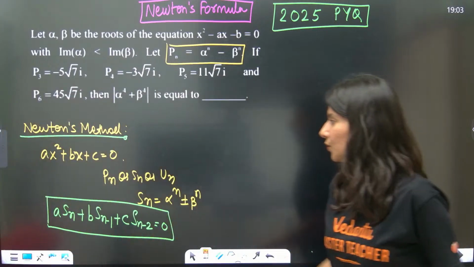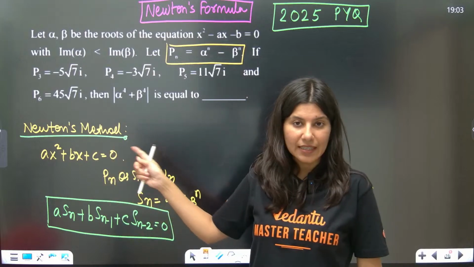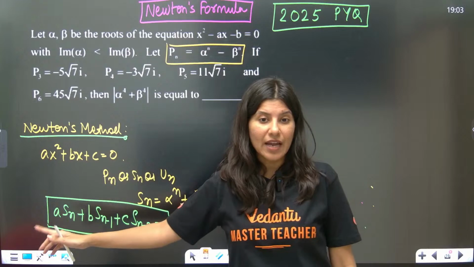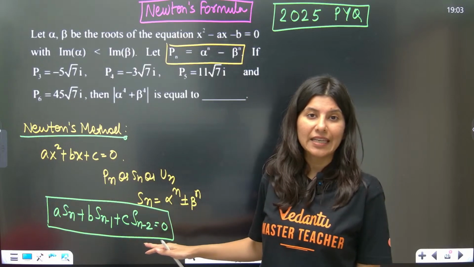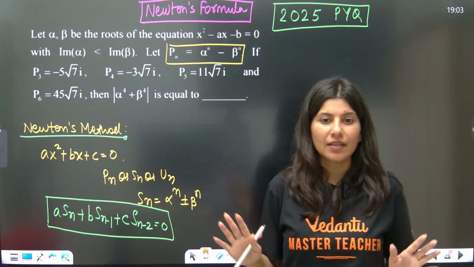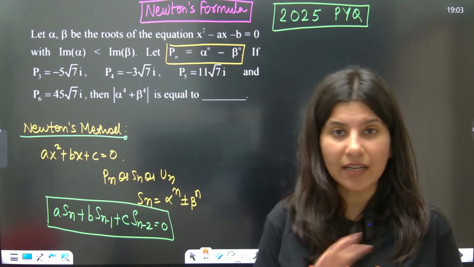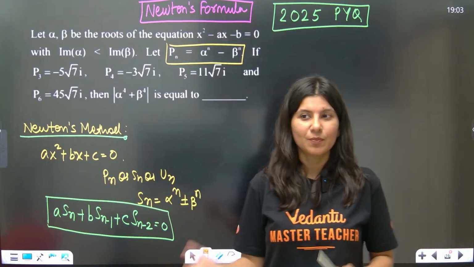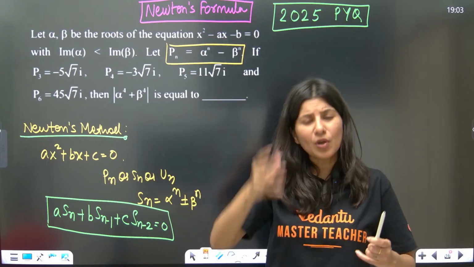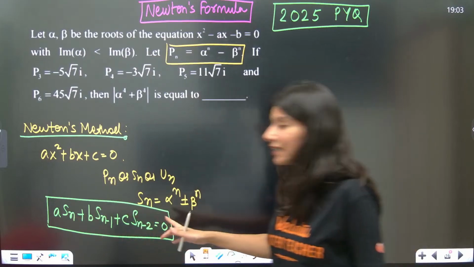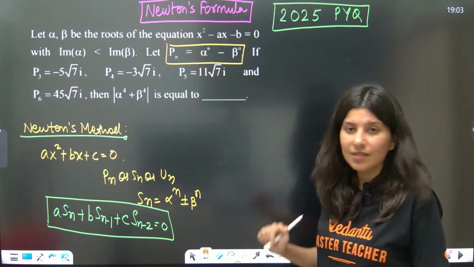Newton's formula says if you have a quadratic equation and an Sn, you can just write this particular thing by using the pattern. x² will be replaced by Sn. Why it happens, I don't have any answer right now, because the proof is a very big proof which is not even important for your JEE Main. Just understand, by writing this you will be able to decode this question.